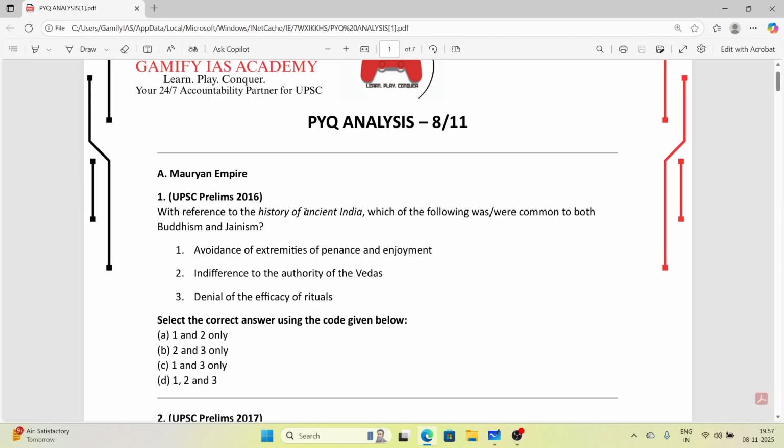With reference to history of ancient India, which of the following were common to both Buddhism and Jainism? Avoidance of extremities of penance and enjoyment. Indifference to the authority of the Vedas. Denial of the efficacy of rituals. 2 and 3 are common. Who avoids extremities? Buddhism, the golden middle path. Jainism is not saying to avoid the extremities, rather it embraces them, as we studied in today's classes. So you had to eliminate 1. Your right option is B, 2 and 3 only.